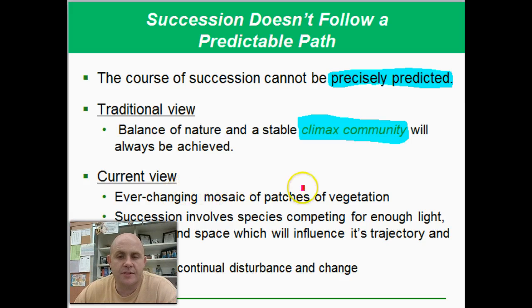The current view is this process is ever changing, and you go back and forth and to and fro, and you get all kinds of vegetation that occurs. And so it's not as clean and simple and neat as the pictures show. It's a state of continual disruption and change. And so it's not always just a straight line effect. It can go back and forth and do all kinds of different things.